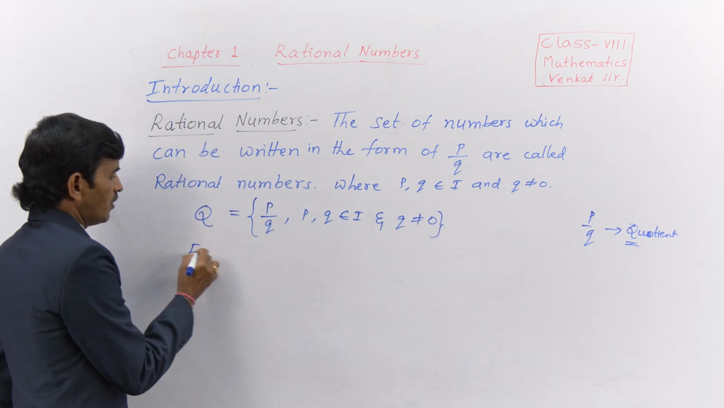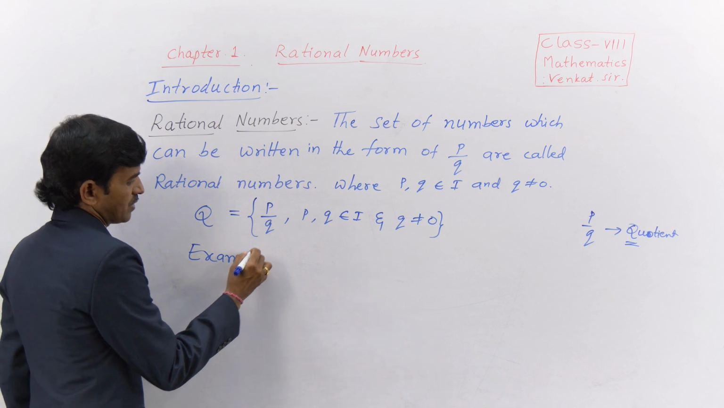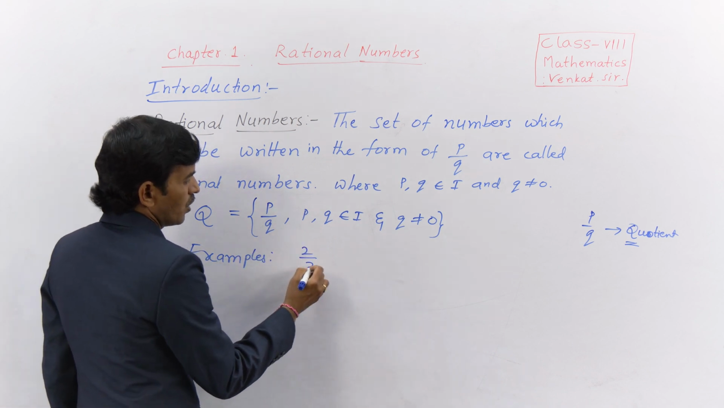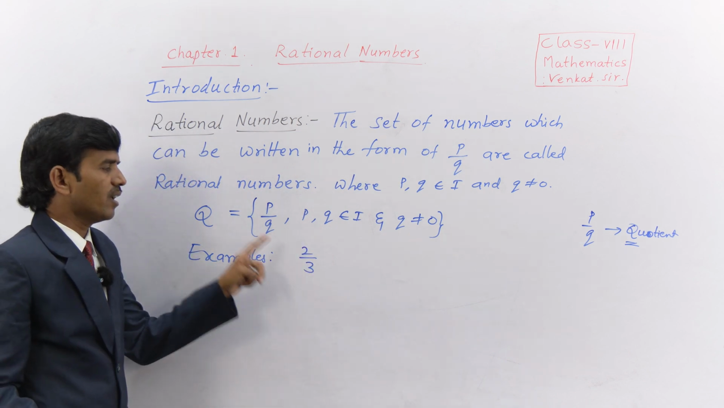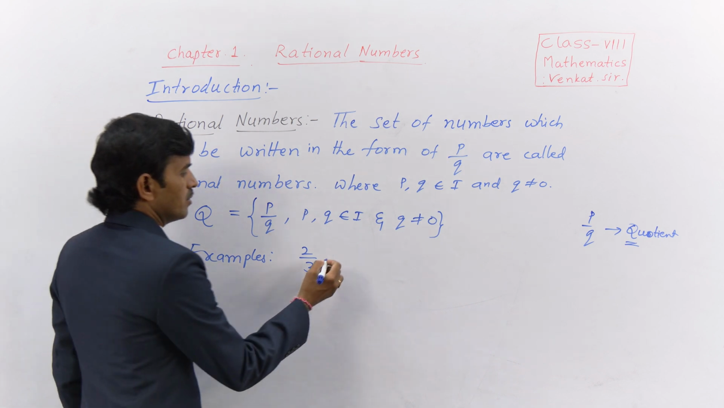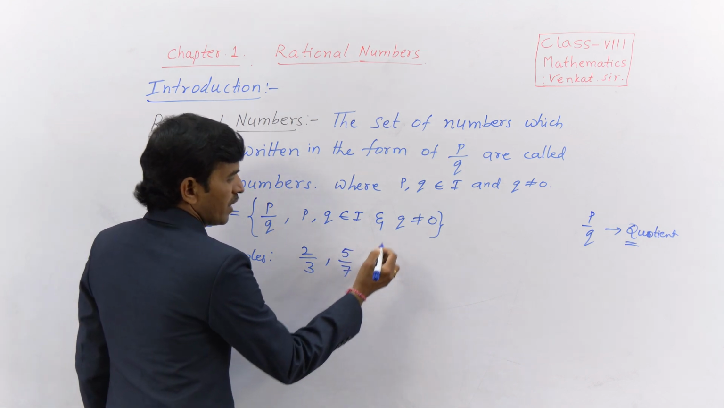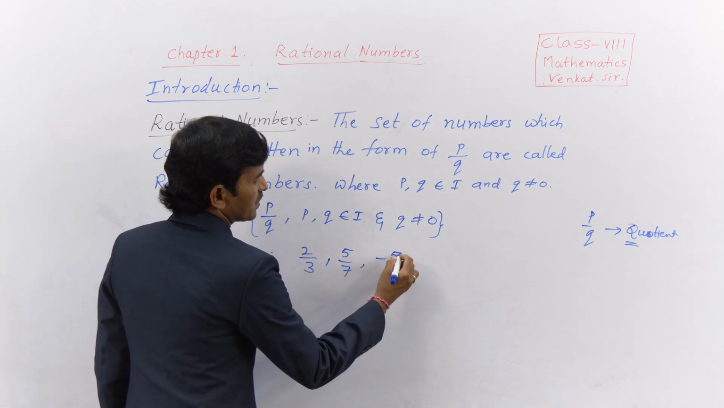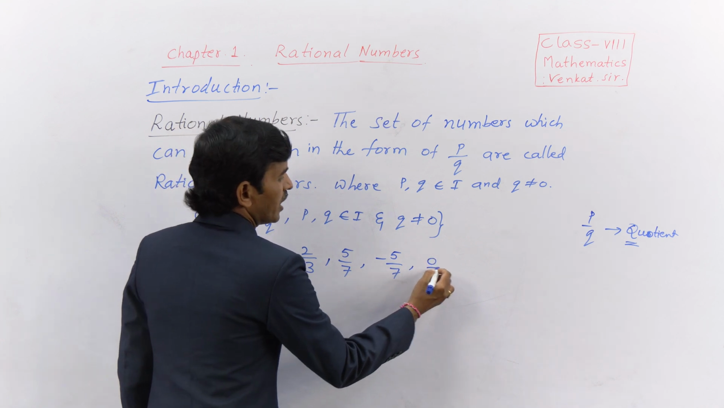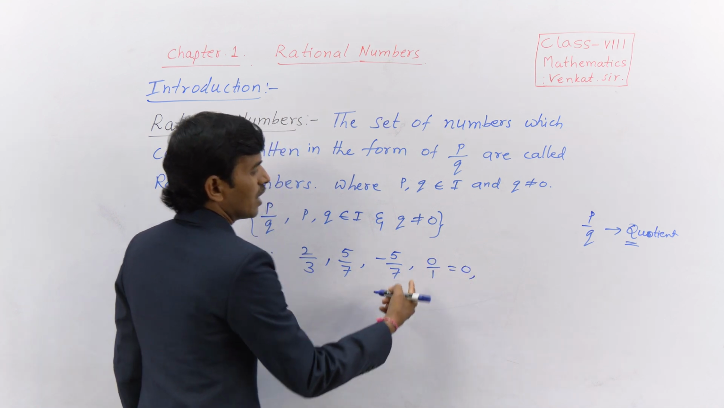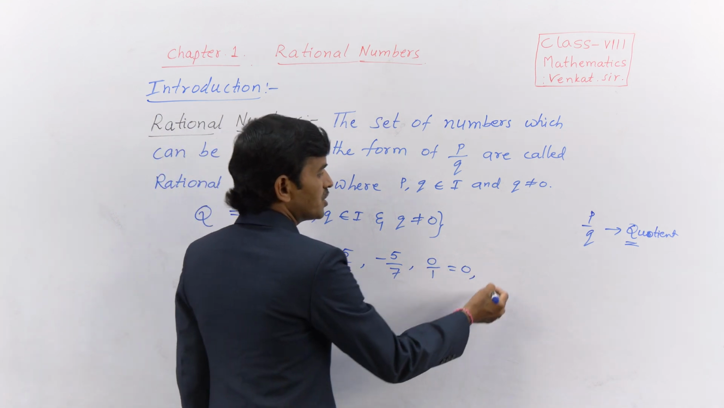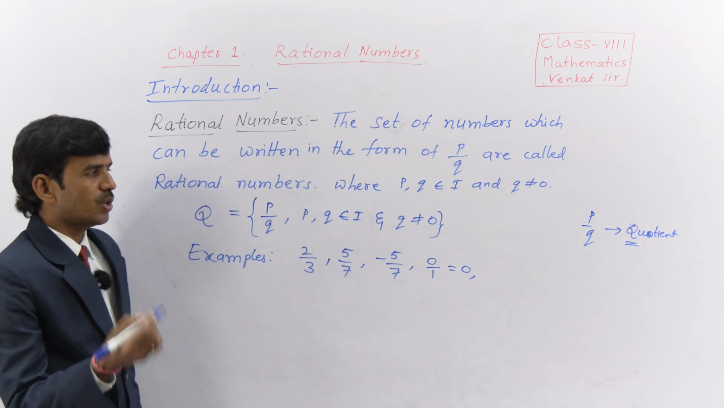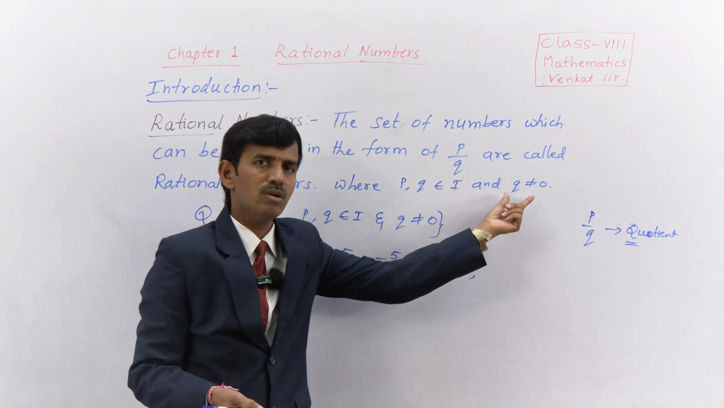For example, if you consider p equal to 2, q equal to 3, then 2 by 3 is an example of a rational number. 5 by 7. We can consider negative numbers also, -5 by 7, right? 0 by any number is also nothing but 0, so we can also write it this way. But 1 by 0 or 5 by 0, like that we do not write. q must not be equal to 0.